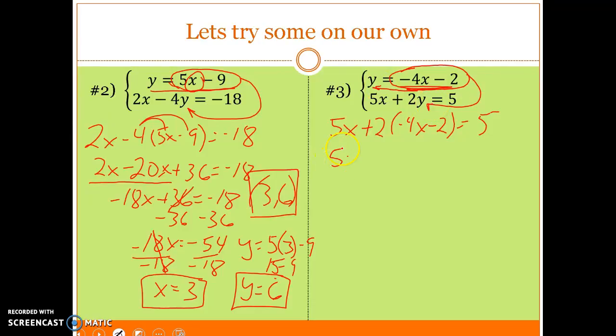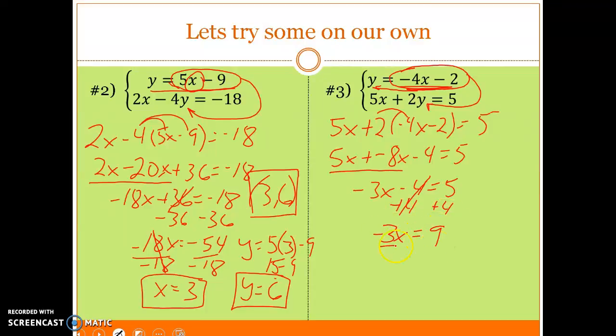So I'm just substituting that in for this y. And so I'm going to have 5x plus, well, that's going to be negative 8x. And then 2 times negative 2 is negative 4. That equals 5. 5x minus 8x is negative 3x if I combine my like terms, minus 4 equals 5. Then I'm going to add 4 to both sides to get rid of subtracting 4. And I'll have negative 3x is equal to 9. If I divide both sides by negative 3, then x is equal to negative 3.